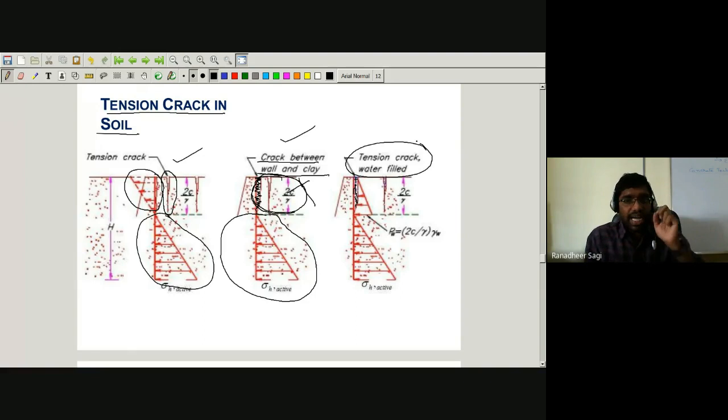In case that crack is getting filled with water, what does that water do? The water which filled the crack will exert some pressure on the retaining wall. Now what is that pressure called? That pressure is nothing but what we call pore water pressure. Okay, the pressure exerted by the water on your retaining structure. So over what depth are you talking about that water pressure distribution? Over the depth of ZC.